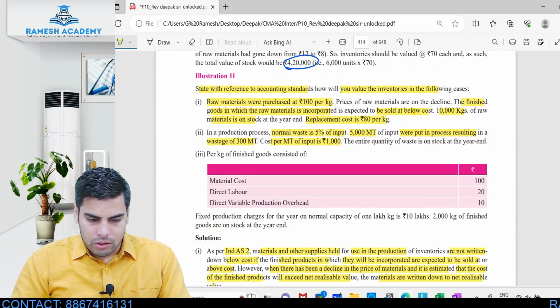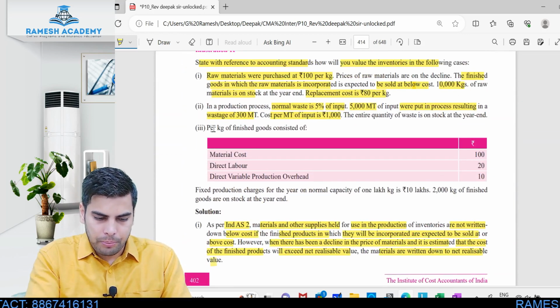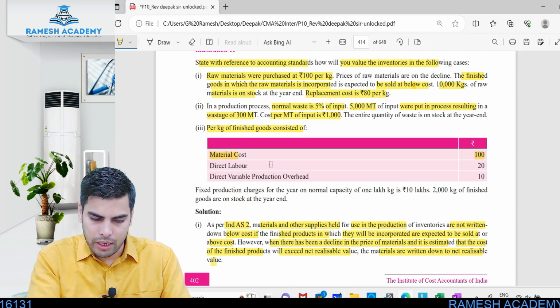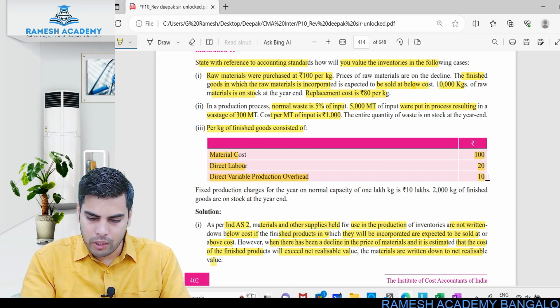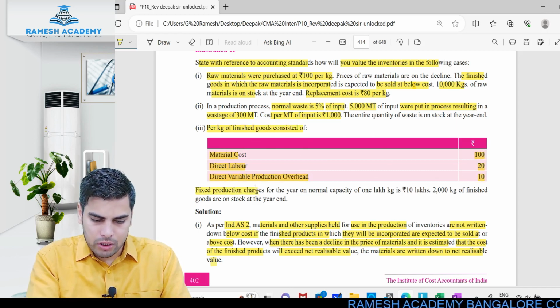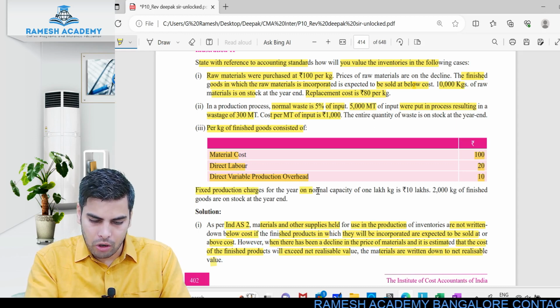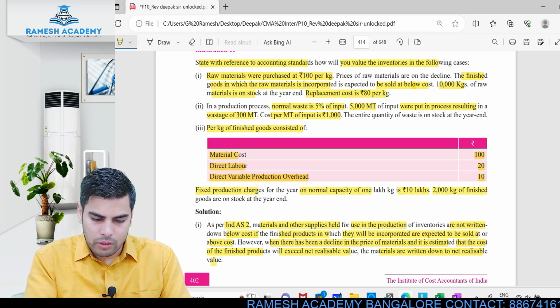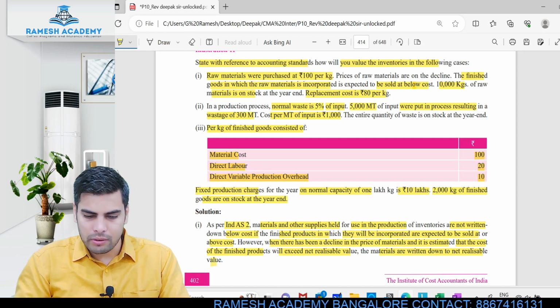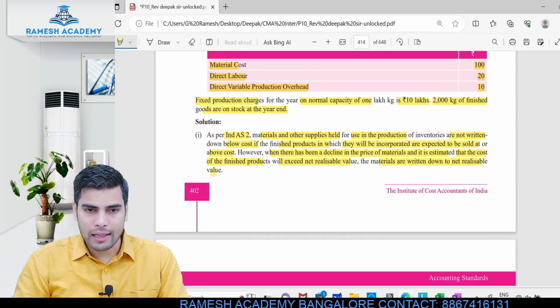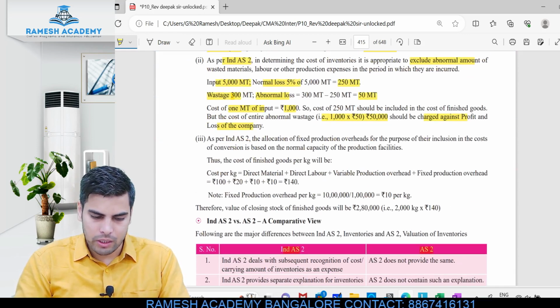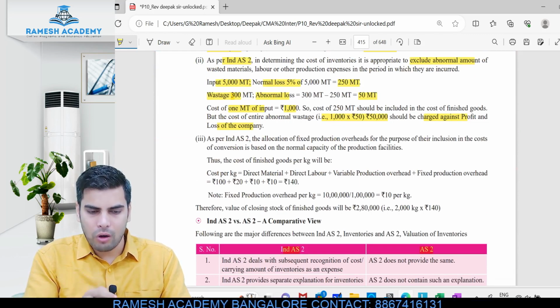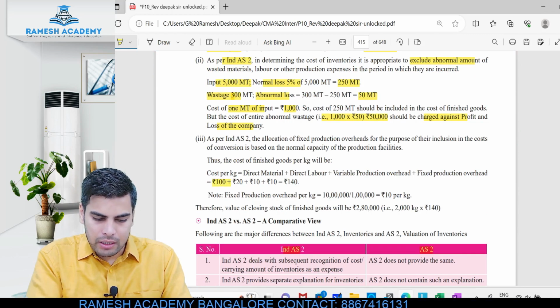All right, so let's look into this third sub question. Per kg finished goods consisted of material cost 100 rupees per kg, direct labor 20 rupees per kg, direct variable production overhead 10 rupees. Fixed production charges for the year on normal capacity of 1 lakh kg is 10 lakh rupees. 2000 kg of finished goods are sold at the end of the year. We just need to calculate the value of the inventory. So very simple thing. You need to add all these things. See, direct material it is 100.